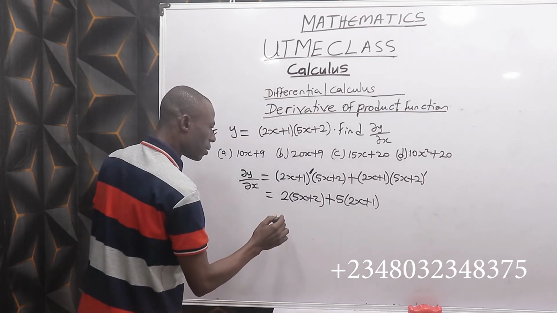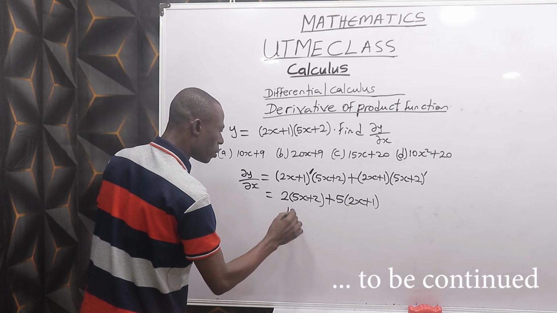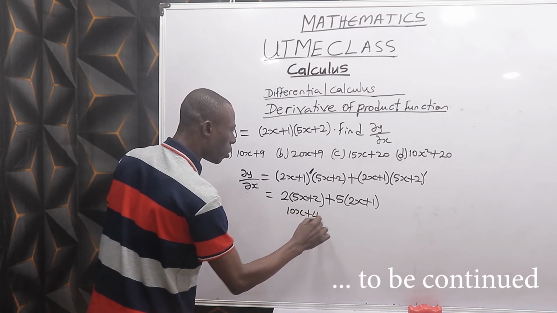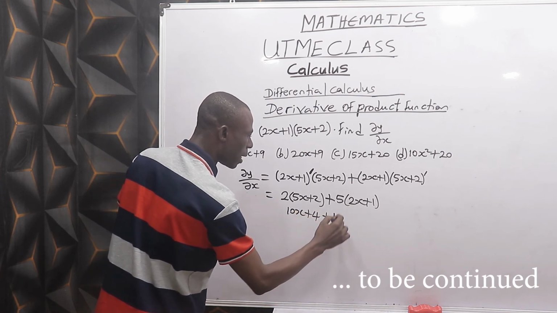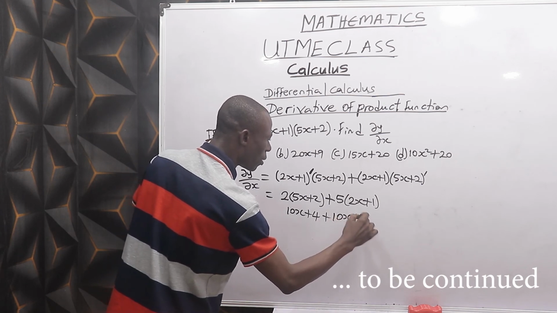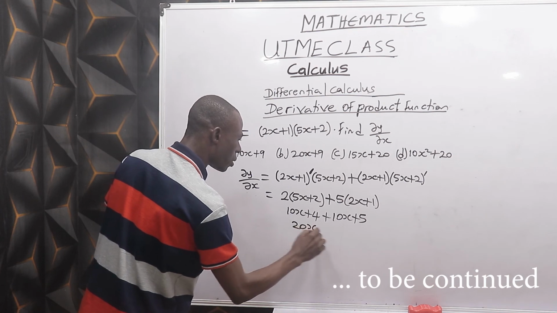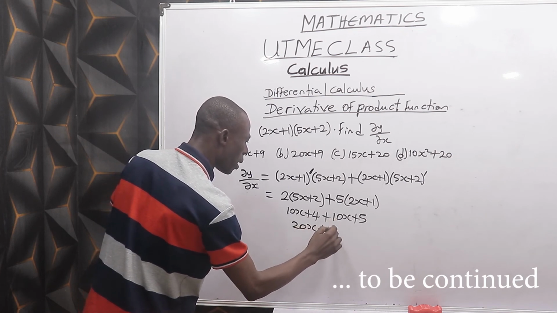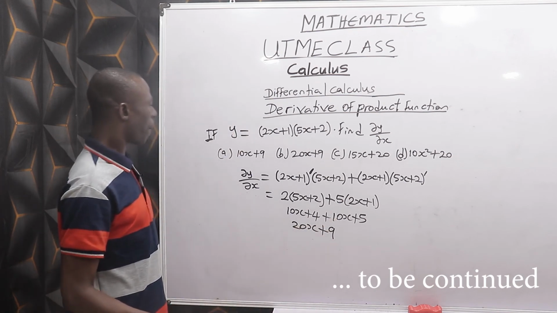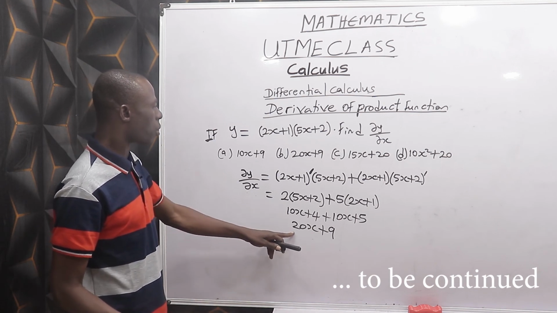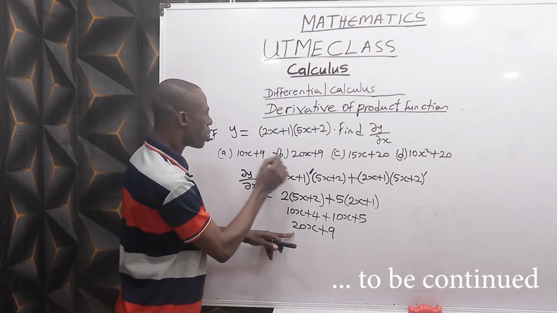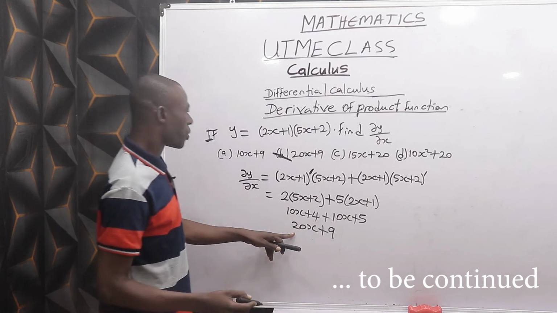Now, open this bracket. So, we have 10x plus 4. We have 10x plus 5. 10x plus 10x, that is 20x plus 9. And that is the answer. The correct option there will be option B, 20x plus 9.